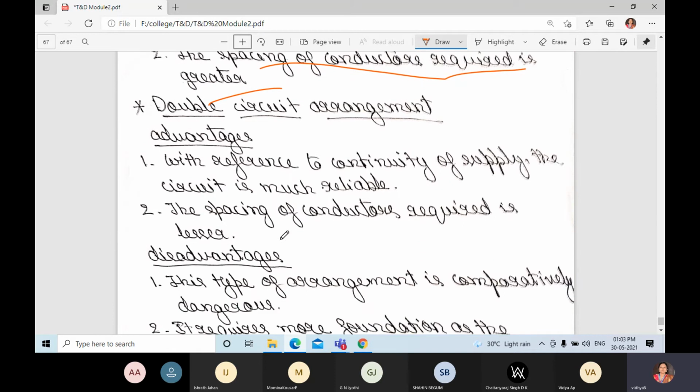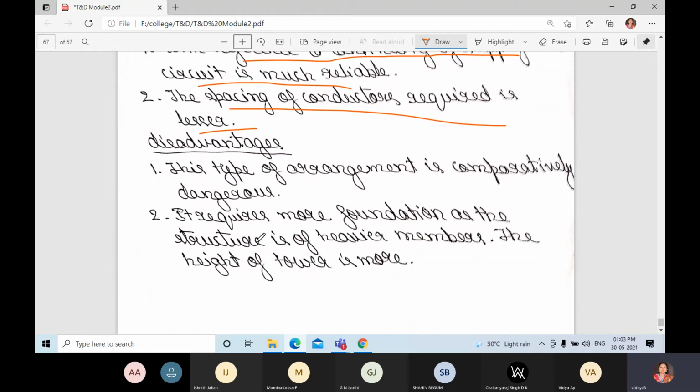And what about double circuit arrangement? Double circuit arrangement has an advantage: with reference to continuity of supply, the circuit is much more reliable, and the spacing of conductors required is less. What about the disadvantage? This type of arrangement is comparatively dangerous, and it requires more foundation as the structure is of heavier members. The height of the tower is more.